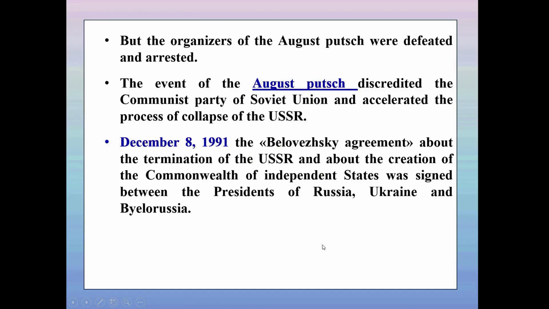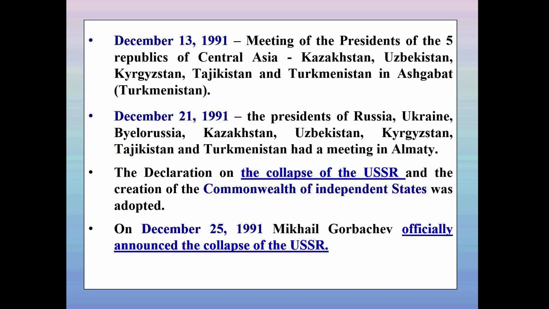On December 8, 1991, the Belavezha Agreement about the termination of the USSR and about the creation of the Commonwealth of Independent States was signed between the presidents of Russia, Ukraine, and Belarus. On December 13, 1991, the presidents of the 5 republics of Central Asia, Kazakhstan, Uzbekistan, Kyrgyzstan, Tajikistan, and Turkmenistan, met in Ashgabat, the capital of Turkmenistan.